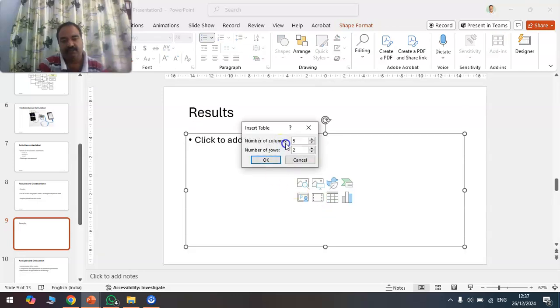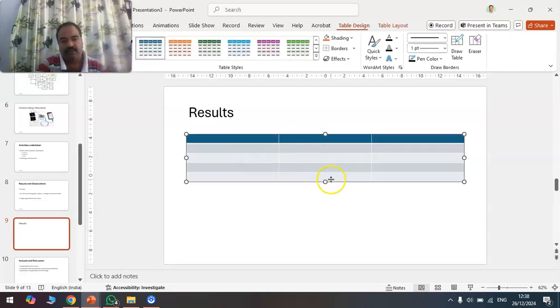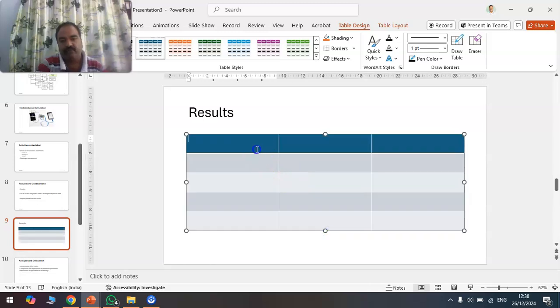So I'll just make a table with 4 columns, 3 columns with some 5 rows. Okay. So let us suppose this is my input voltage. Right, and this is my output voltage, and this is my temperature.